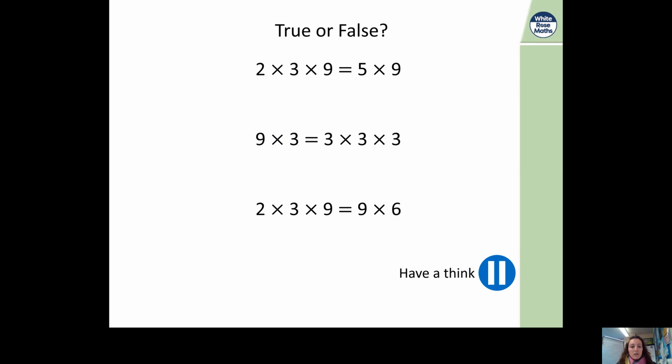Okay, I'd like you to pause the video now and have a think about these questions here. So are they true or are they false? 2 times 3 times 9 is the same as or equal to 5 times 9. So have a look at that first question and pause the video.